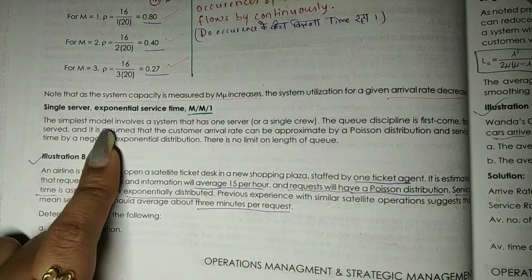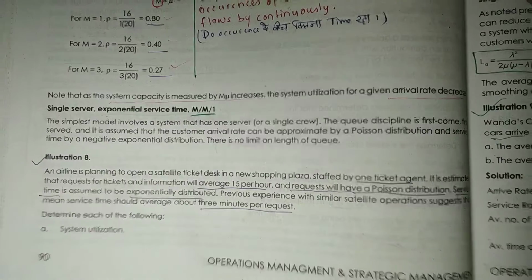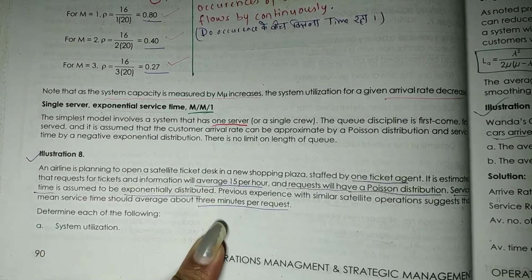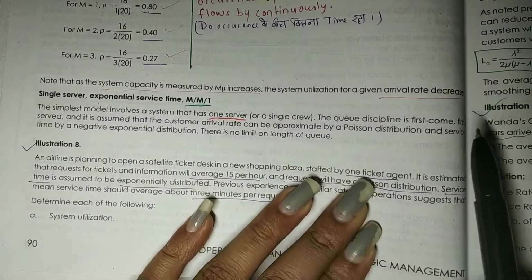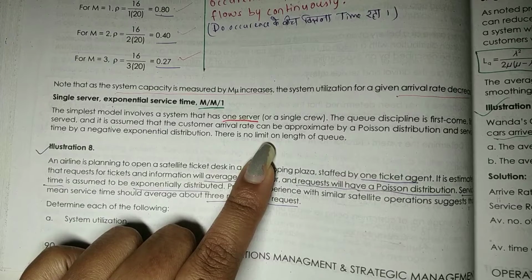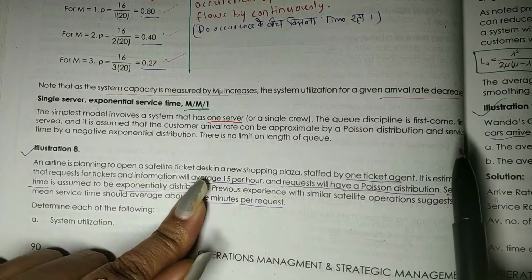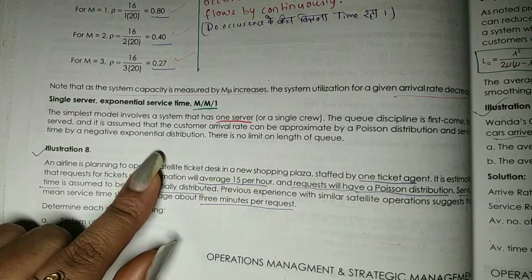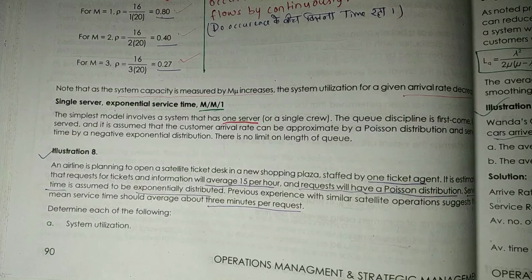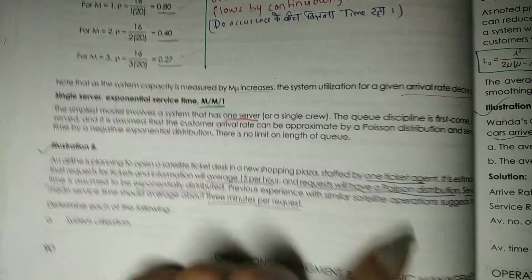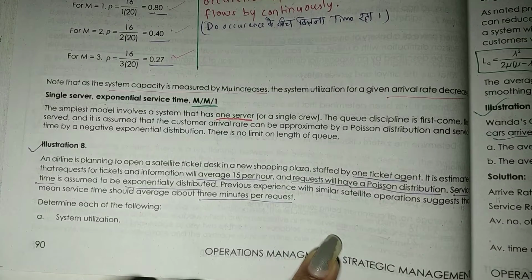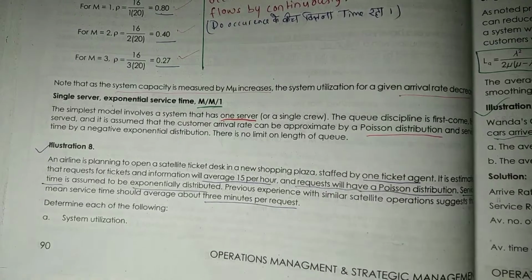The simplest model involves a system that has only one server. एक सर्वर है, that means obviously the model is very simple. The queue discipline is first come first served, like FIFO basis पे होता है, and it is assumed that the customer arrival rate can be approximated by a Poisson distribution and service time by a negative exponential distribution. There is no limit on the length of the queue, like n number of customers can stand in the queue, right? There is no limitation for the length of the queue. And the customer arrival rate can be estimated by the Poisson distribution method, right? So we know what that is.